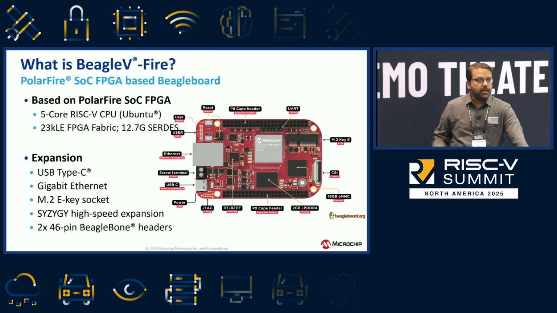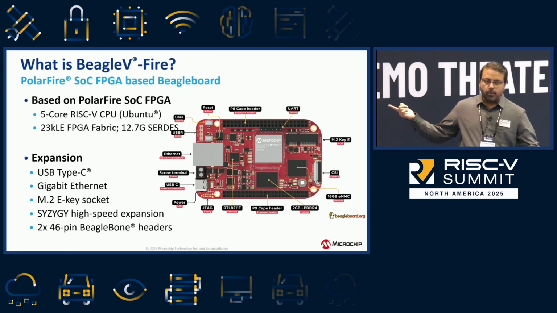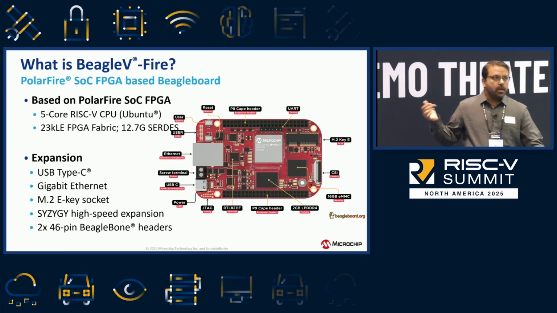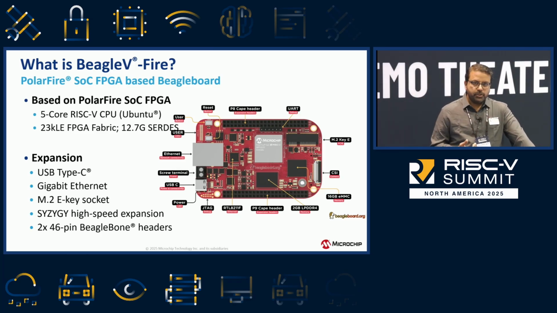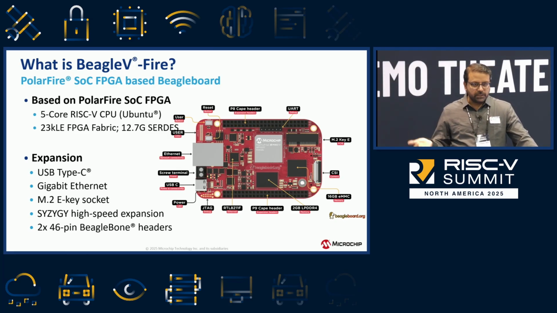Introducing BeagleV Fire. This is a product of an open source nonprofit ecosystem called beagleboard.org. We partnered with them and they developed this board based on our SoC FPGA, the PolarFire SoC. The PolarFire SoC is a 5-core, 64-bit RISC-V processor that runs up to 600 megahertz, okay? Not the fastest out there.